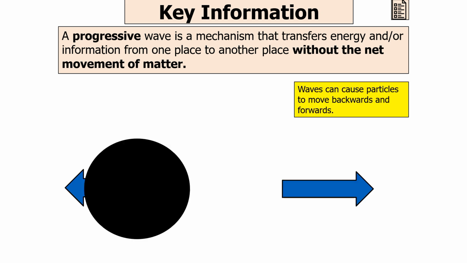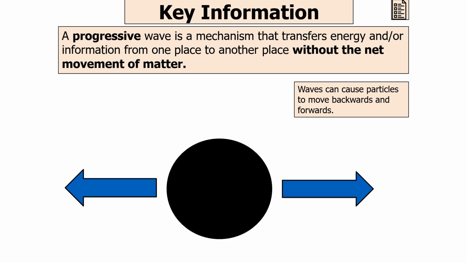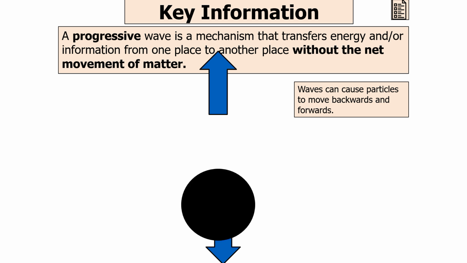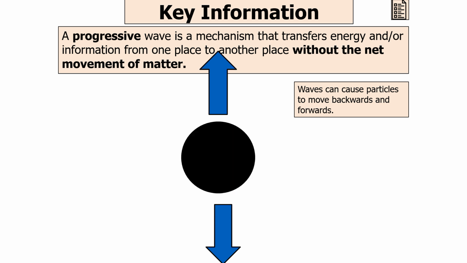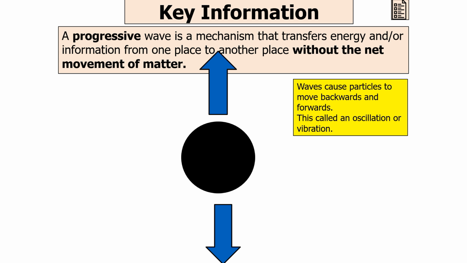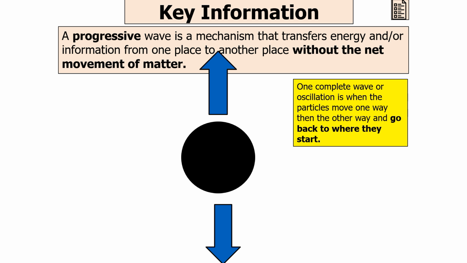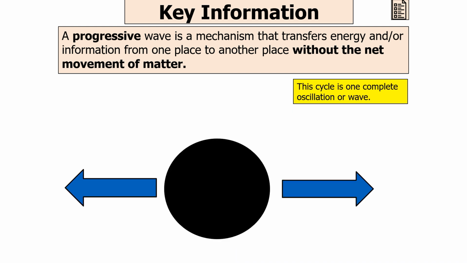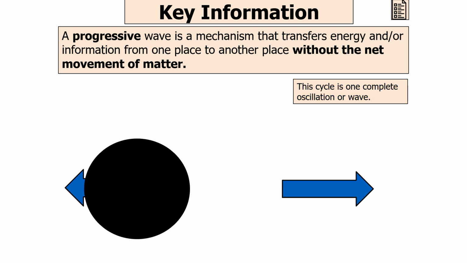In progressive waves, the waves will cause the particles to move backwards and forwards as shown in the following animation. It could be in the horizontal plane or it could be in the vertical plane, that the wave will cause the particles to move backwards and forwards. This backwards and forwards motion is called an oscillation or a vibration. So a wave causes particles to oscillate or vibrate. One complete wave or oscillation is when the particles move one way and then the other way and go back to where they start. This cycle, shown on the screen, is one complete oscillation or wave.